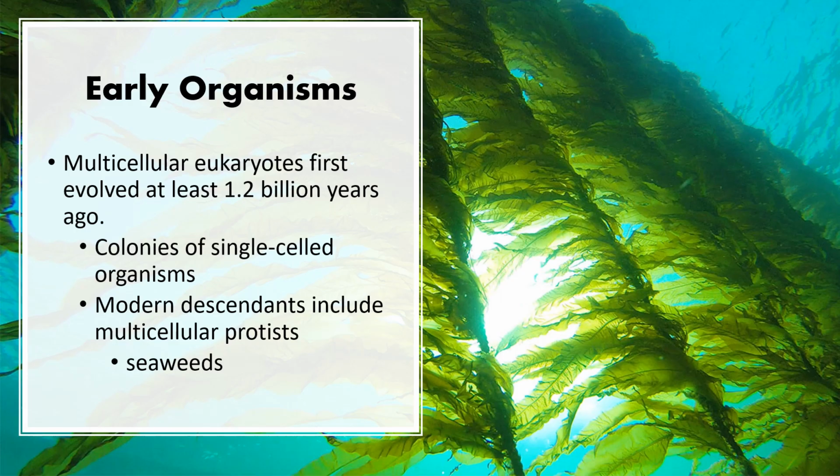So the first multicellular eukaryotes are thought to have evolved around 1.2 billion years ago. And it's thought that they originally started with single-celled organisms that started to live in colonies, but then they became dependent on one another. Some of the modern descendants of these early colonial eukaryotes are seaweeds. Okay, and so they are going to be single-celled organisms that actually live in a colony altogether.